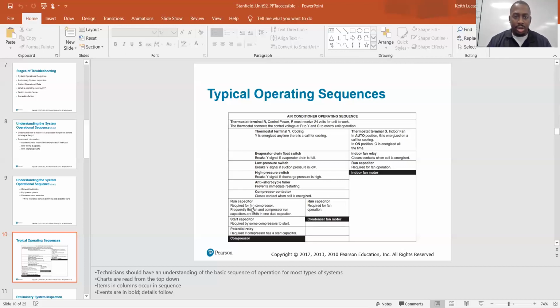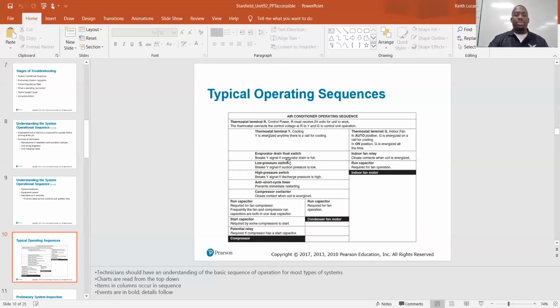And then down here is the run capacitor, which is next. Required for the condenser fan to operate. Frequently, pretty much almost all the time, the condenser fan and the compressor run on a dual capacitor rather than two separate run capacitors. Run capacitor required for fan operation. Most split systems, you're gonna have a dual capacitor out at the condenser. Start capacitor required by some compressors to start, and then potential relay required if compressor has a start capacitor.